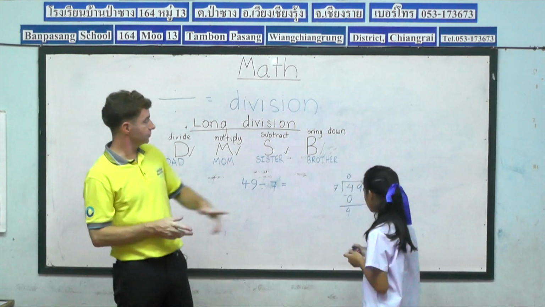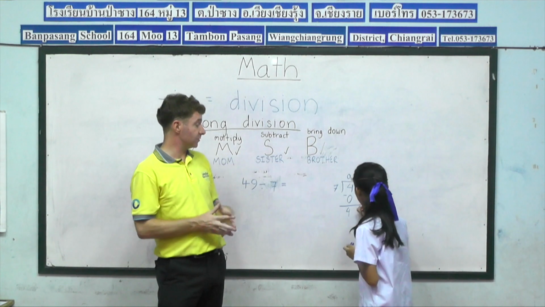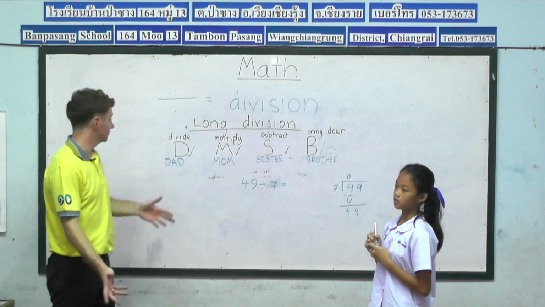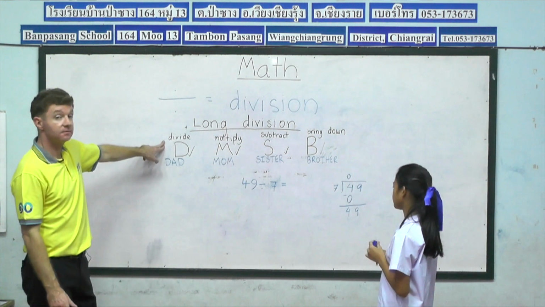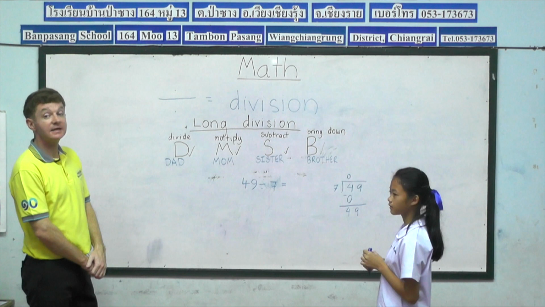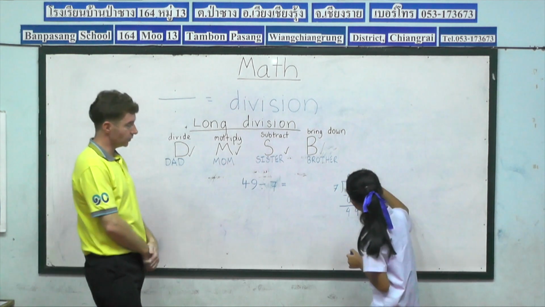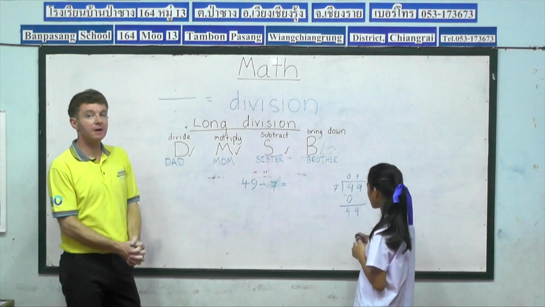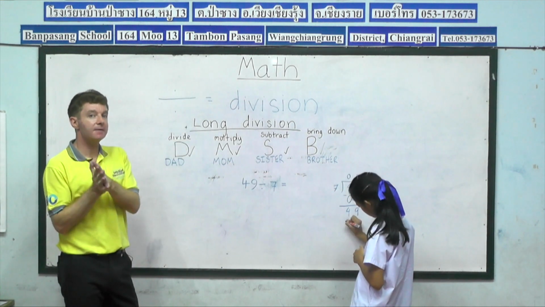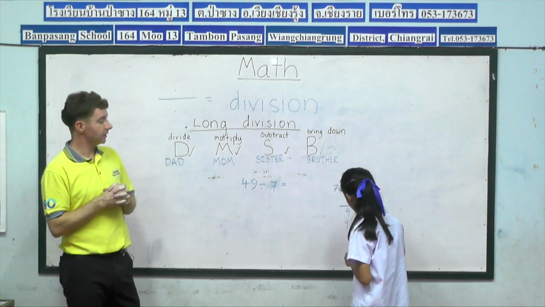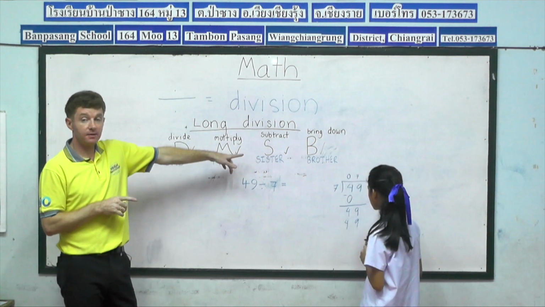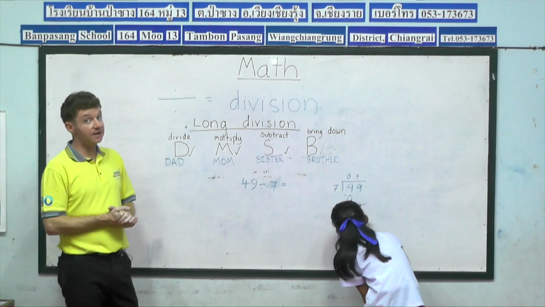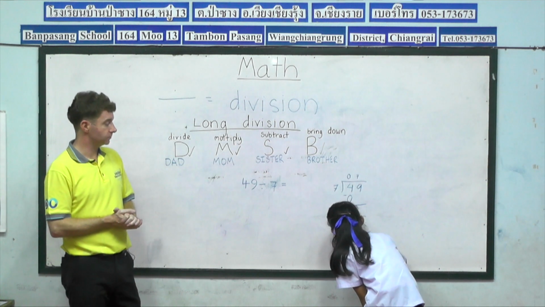So now, bring down. And we have a number to bring down, 9. So now we repeat the process again. 49 divided by 7 equals 7. Now, step 2, multiply. 7 multiplied by 7 equals 49. And step 3, subtract. 49 minus 49 equals 0.